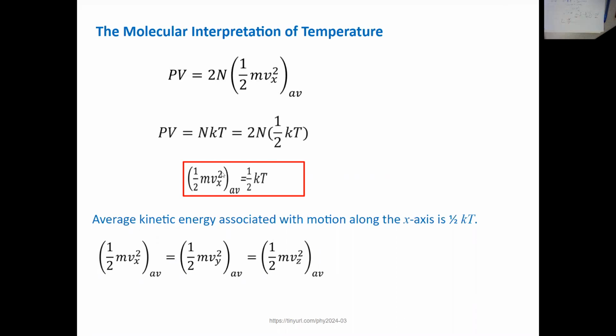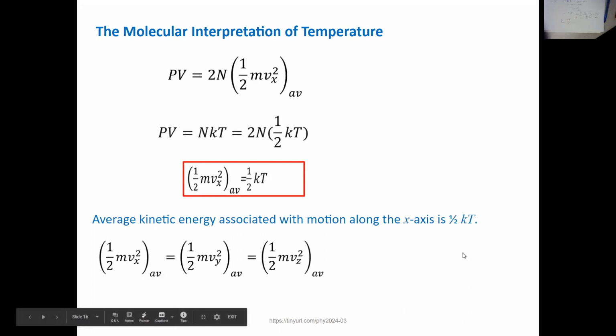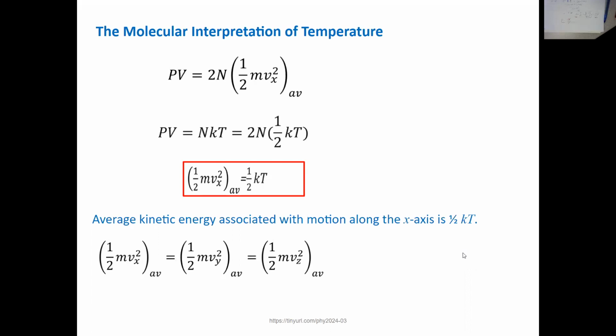1/2 m vx squared, then it's the average kinetic energy in the x direction. That should be equal to 1/2 k times T, all right? So kinetic energy in one direction should be equal to 1/2 kT, right? And then in the other two directions it should be the same, right? So 1/2 m vy squared average should be equal to 1/2 m vz squared average, and those should be equal to 1/2 m vx squared, okay? And then they should all equal 1/2 kT, just because they should behave the same in each of the directions, x, y, z directions, okay?